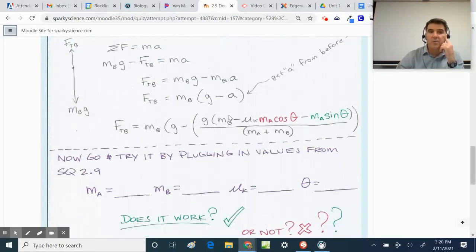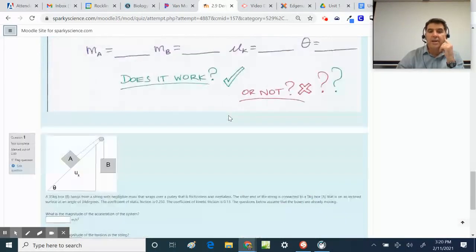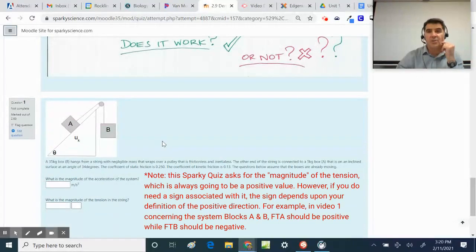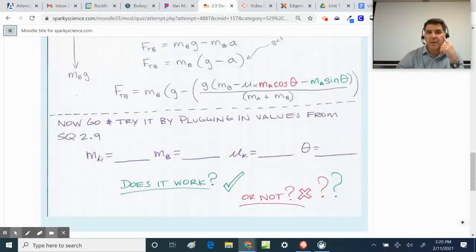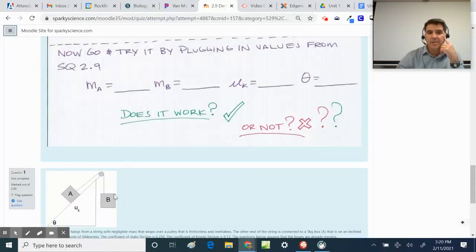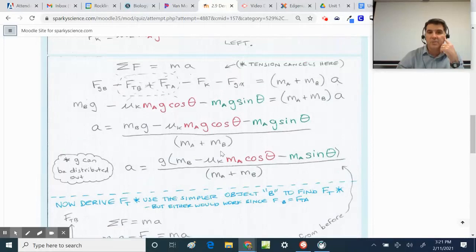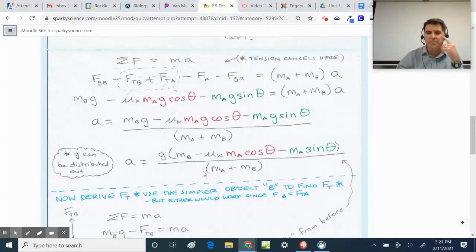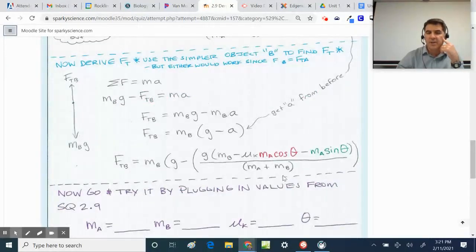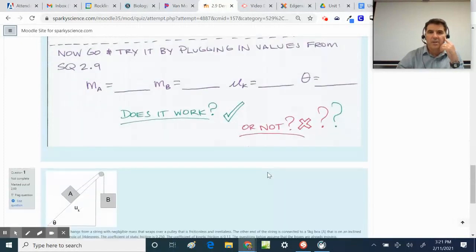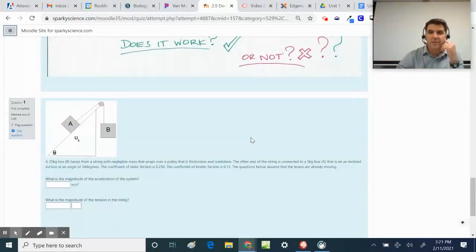Your job now is to try it. And so I set this quiz up just to ask the question, what is the magnitude of the acceleration? And what's the magnitude of the tension in the string? It's going to give you mass A. It's going to give you mass B. It's going to give you mu sub k, and it's going to give you theta. And all you've got to do is go back and plug it into your equation and see if it works. And plug it into this equation and see if it works. And if it does, you'll get green checks, and you've done it.